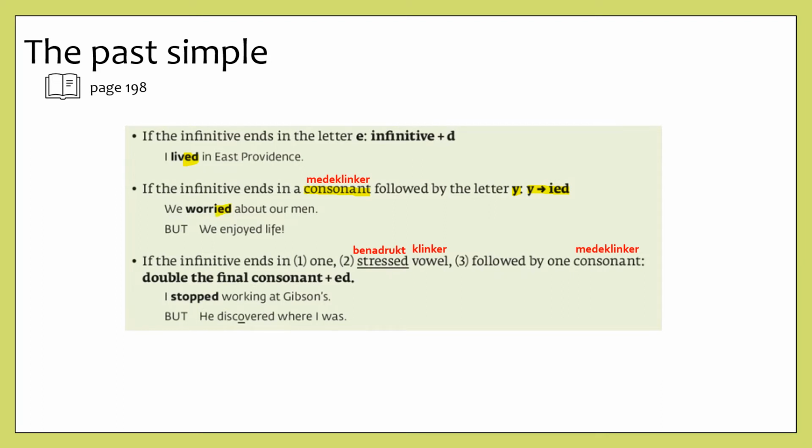Pas op, it has to be a consonant followed by the letter y, because when I have, for example, enjoy, which also ends in a y, then I just use ed because here you have a vowel in front of the letter y. Hier staat er een klinker voor de y, dus is deze regel niet van toepassing. Het moet een medeklinker plus y zijn. Dus denk niet meteen als je een y ziet staan, oh, ik moet hier ied gebruiken. Nee, dat is niet altijd het geval.